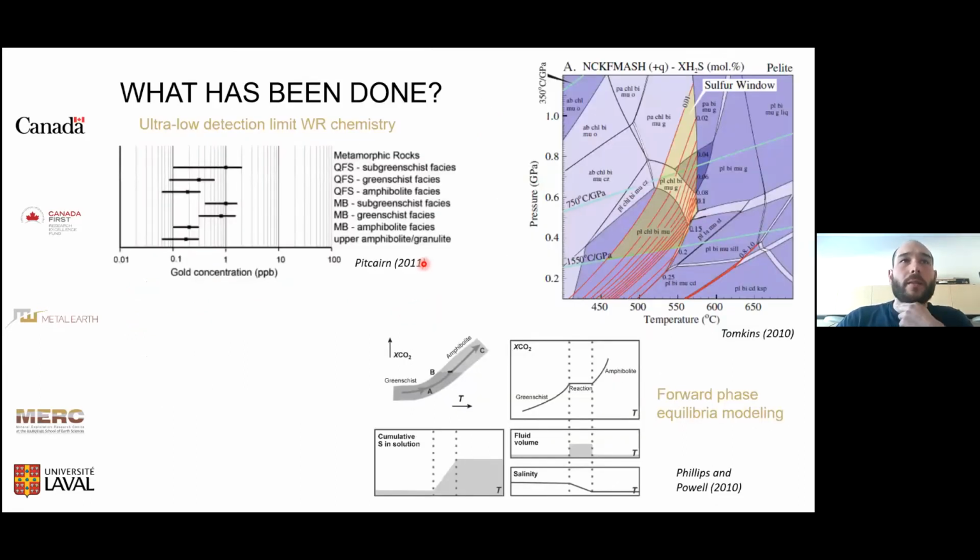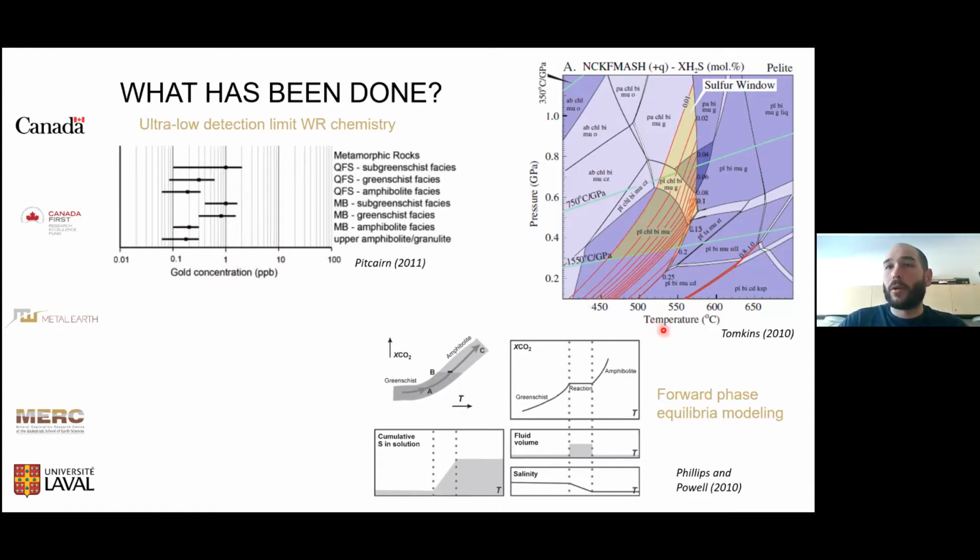To illustrate that, I wanted to show you what has been done so far. On the left side, this is just an example. This is the result of ultra-low detection limit whole rock chemistry that has been developed by Jan Pitcairn. As you can see, from greenschist to amphibolite facies, it seems that at some point a certain amount of gold is released in the system. This is really nice because the detection limit is around 0.02 ppb for gold, so we have a nice precision on that.